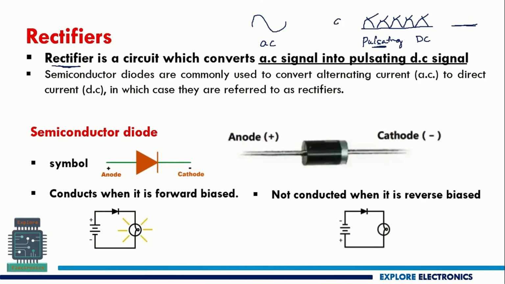This will be consisting of some component of AC also. That's why it is not purely AC to DC converter. It is a conversion of AC signal to pulsating DC signal. And these rectifiers consist of diodes, semiconductor diodes.